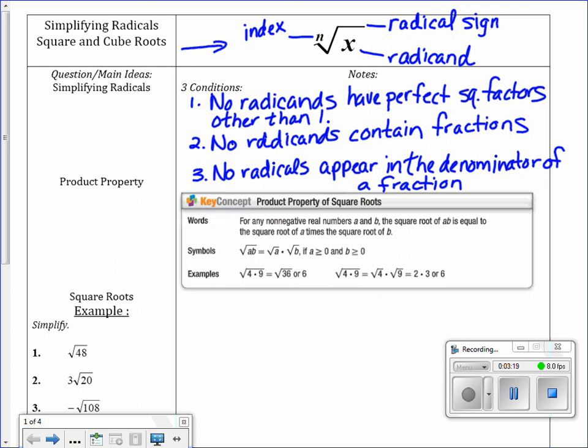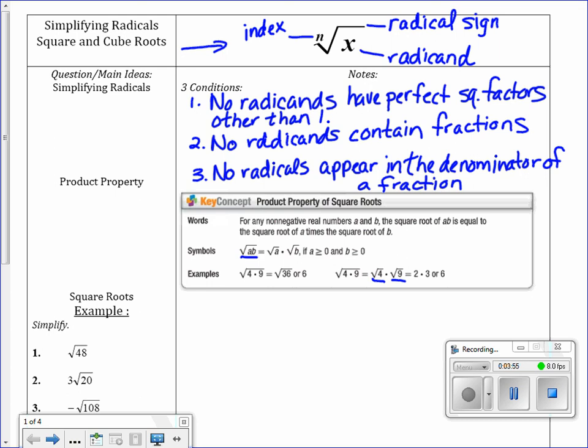So here we have, straight from your textbook, which you will be receiving, the product property of square roots, where it says the square root of AB is the same thing as saying the square root of A times the square root of B. For example, the square root of 4 times 9 is the same as saying the square root of 4 times the square root of 9.